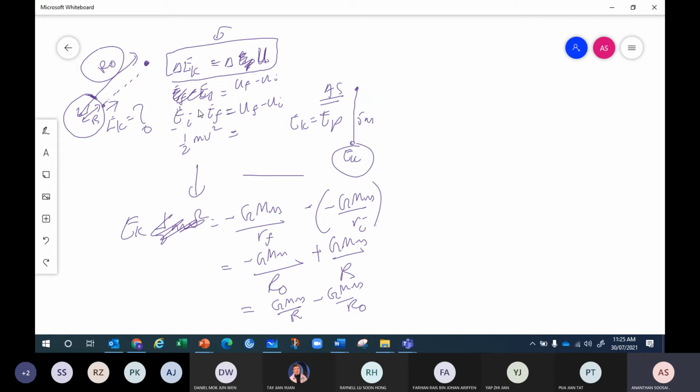So what minus what? Not always final minus initial. You have to check. For EK, I think initial is greater than the final, so initial minus final. For change of U, final minus initial. You must make the arrangement so that both are positive. Then you get the answer. So U final is negative GMm over r. So equation 5 is to be used.